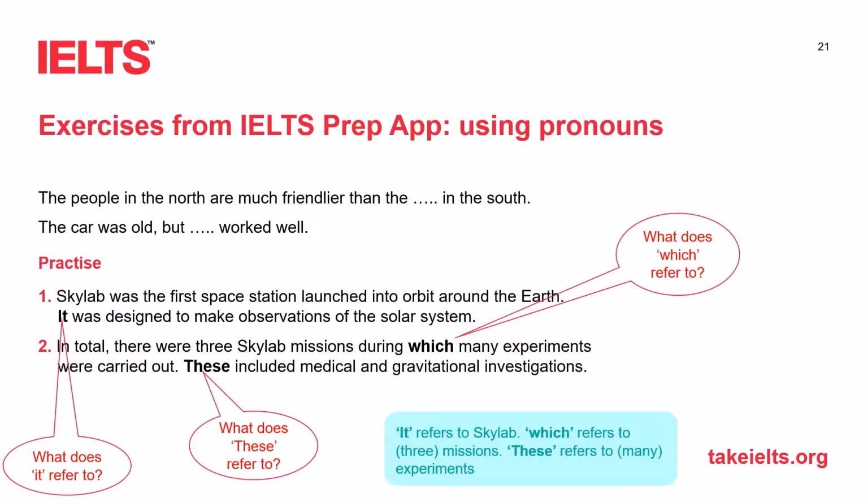Okay, well, I hope you found the answers. So it refers to Skylab. So Skylab was the first space station launched into orbit around the Earth. You could say Skylab was designed to make observations, but it is better. And in number 2, in total, there were 3 Skylab missions during which, so which refers to these missions. So you could say in total, there were 3 Skylab missions during the 3 missions, which is just clumsy and repetitive. And the last one, these, refers to the experiments or the many experiments. So using pronouns means you avoid repetition, and that's quite important. So lots of practice on doing that sort of thing that you can apply to your writing.